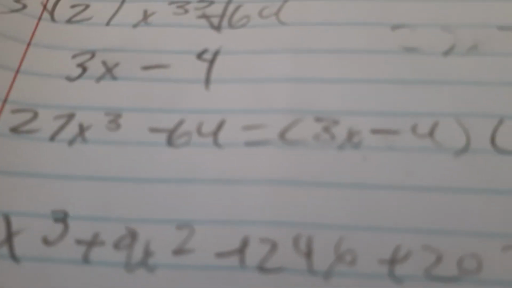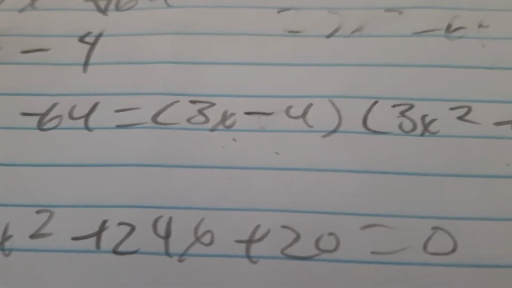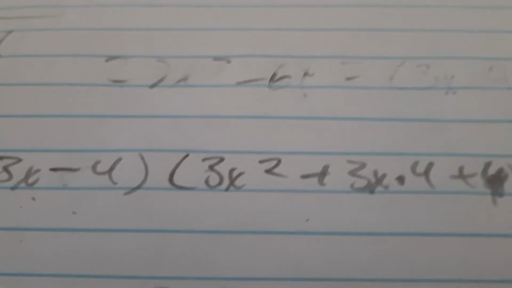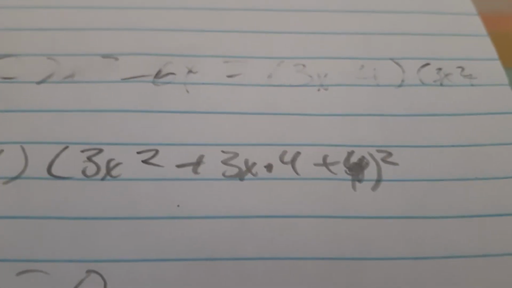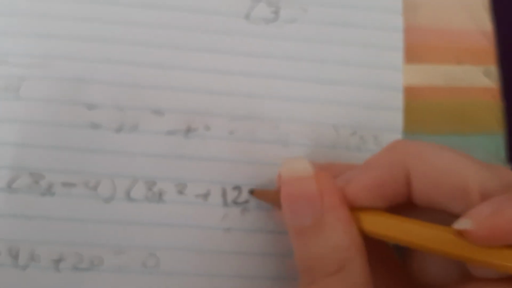And so our final equation should look a little something like 27x cubed minus 64 equals 3x minus 4 times 3x squared plus 3x times 4, which can be simplified to 12x, and then plus 4 squared, which can be simplified to 16. There we go.